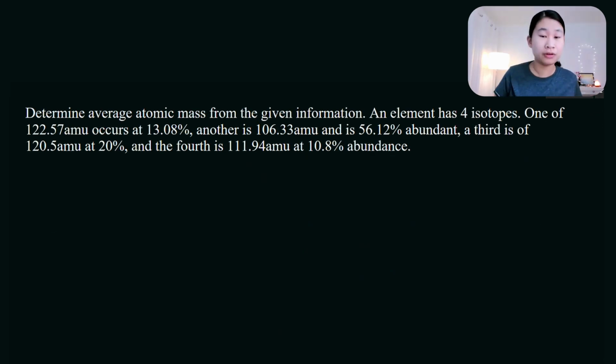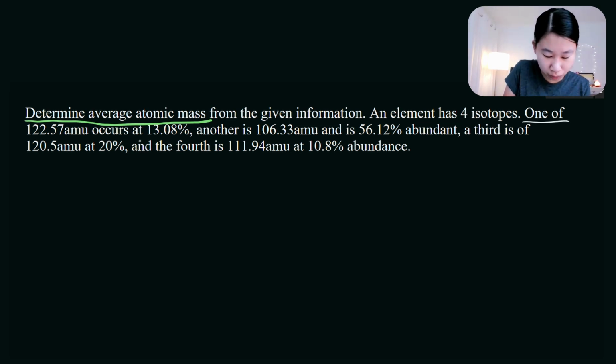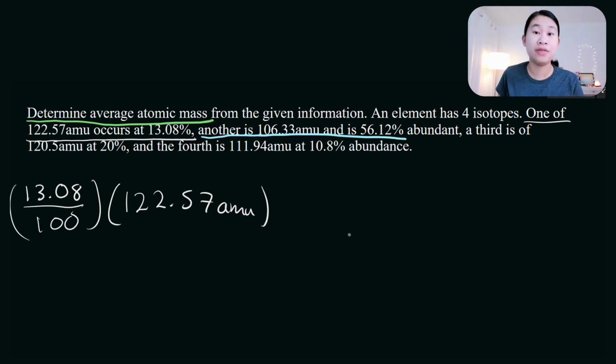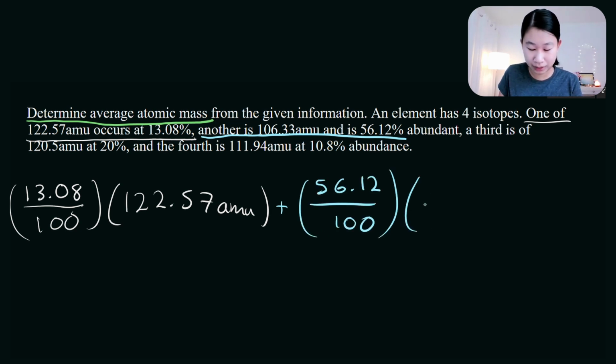Now, knowing what you do from the last problem, try to find this element's average atomic mass. This element has 4 isotopes, and we're given information for each. So I'll focus on one isotope at a time. Isotope 1, I'll write in white, and so I'll do the percentage converted to decimal, multiplied by this mass of isotope 1, which is 122.57 AMU, and then we'll have a second isotope, I'll write in blue, so we have this percentage and this mass, and so I will add this to, let's convert this percentage to a decimal by dividing by 100, and we'll multiply by this mass.